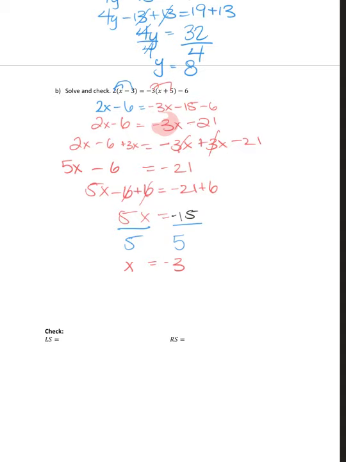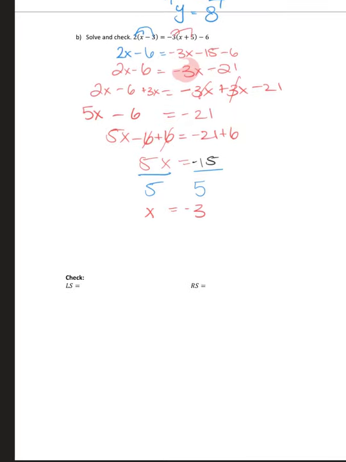Okay, so I have a solution here, but how do I know that this is actually right? One of the things I can do is called substitute and check. So in order to substitute and check, I'm going to take my x and replace it in my original equation. To do this, we're going to break this down into my left and my right hand side. If you look back at my original equation at the very top of this page, my left hand side was 2 bracket x minus 3. So that's what I'm going to start with on my left hand side. And on my right hand side, it was negative 3 bracket x plus 5, close that bracket off, minus 6.